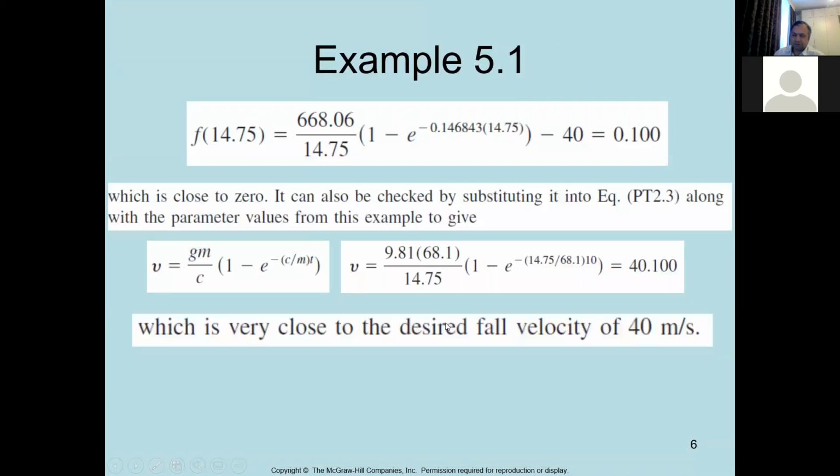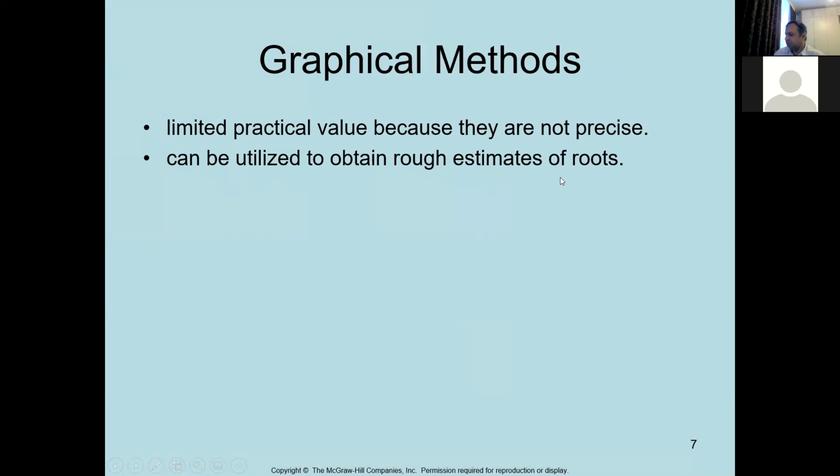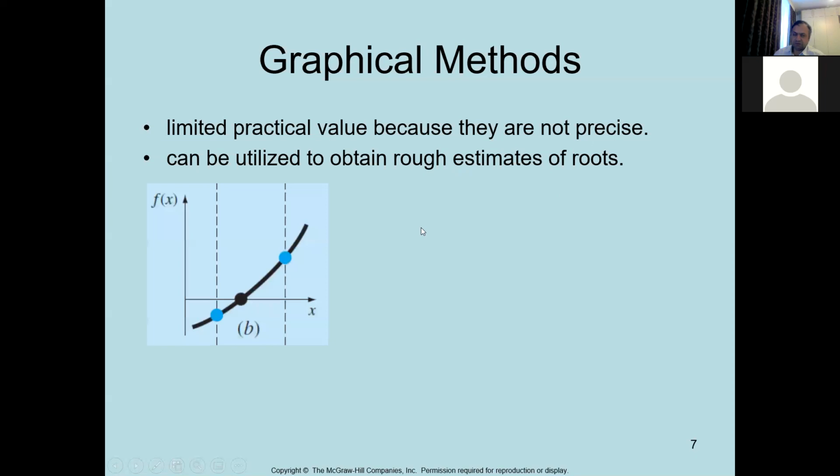So this method is not precise, therefore it has a limited practical value. This method can be utilized to obtain rough estimates of roots. However, this method is useful only for obtaining rough estimates of the roots. More precise estimates of the roots are not possible or very difficult to achieve by this type of method. So now let's look at different types of cases in the graphical methods.